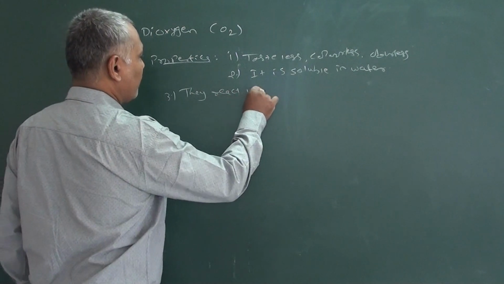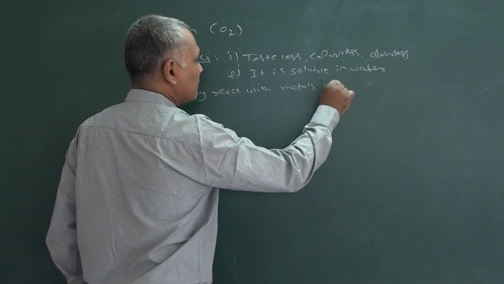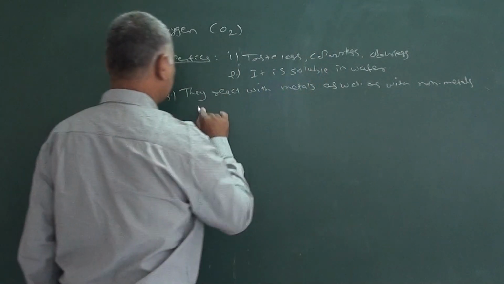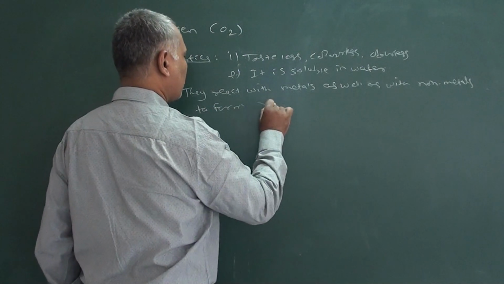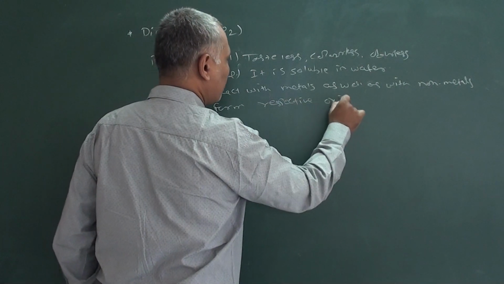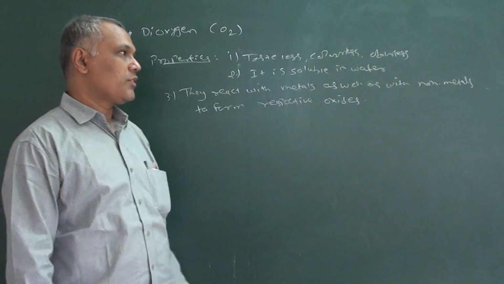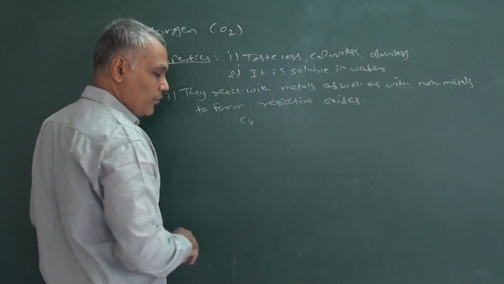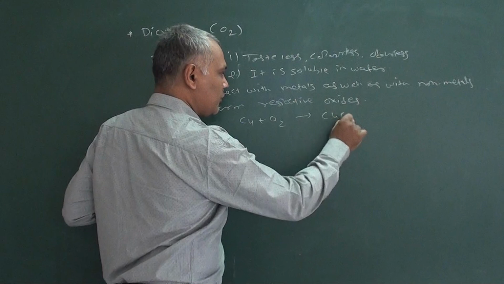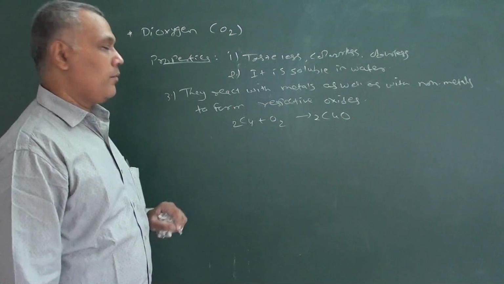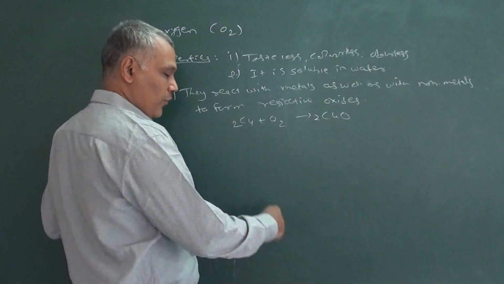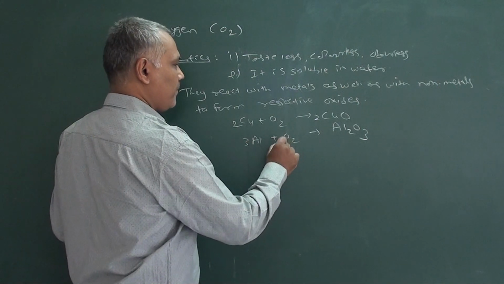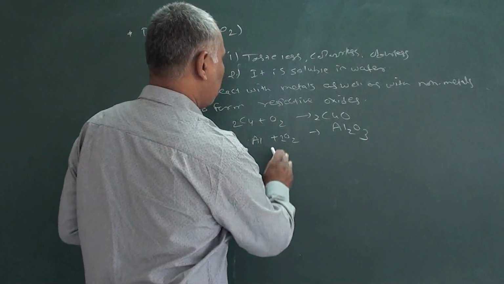They react with metals as well as with non-metals to form respective oxides. Right? For that case, if I write it as a reaction, Cu reacts with O2. It produces CuO. We balance it to 2Cu plus O2 giving 2CuO. But if I am writing it with Al, with O2, it is going to produce Al2O3, depending upon the valency. We will be having it as Al2O3.